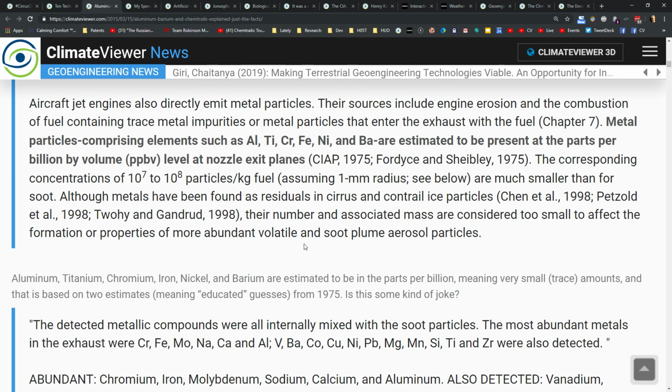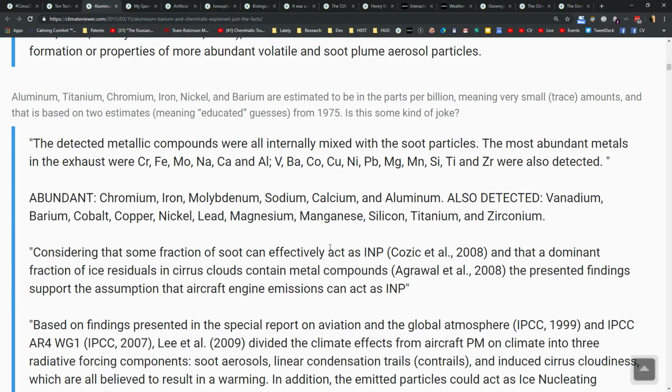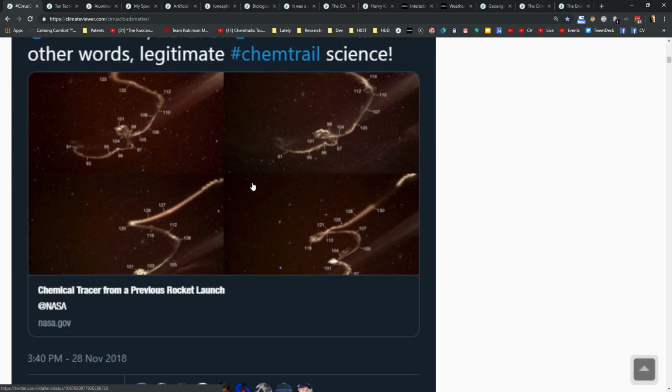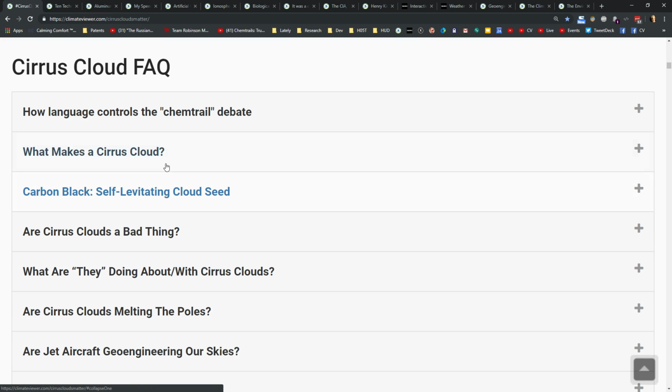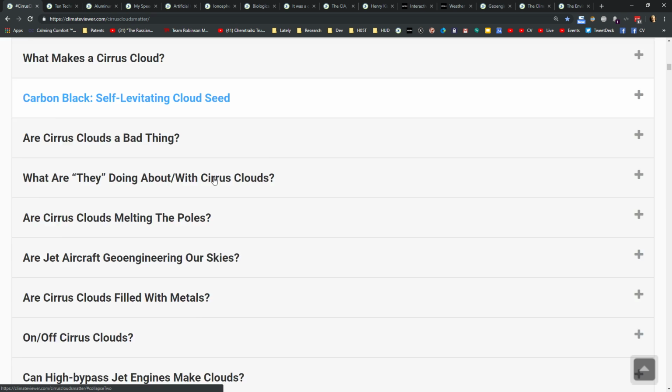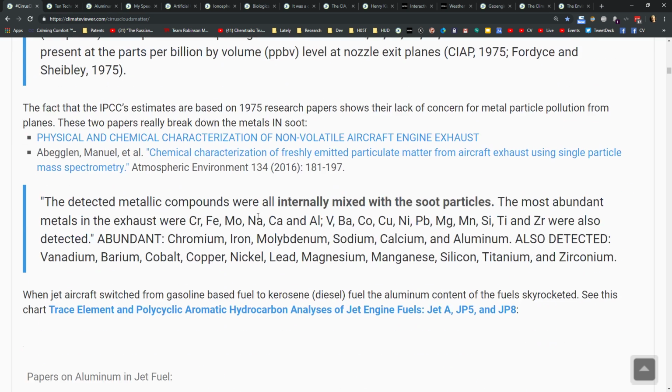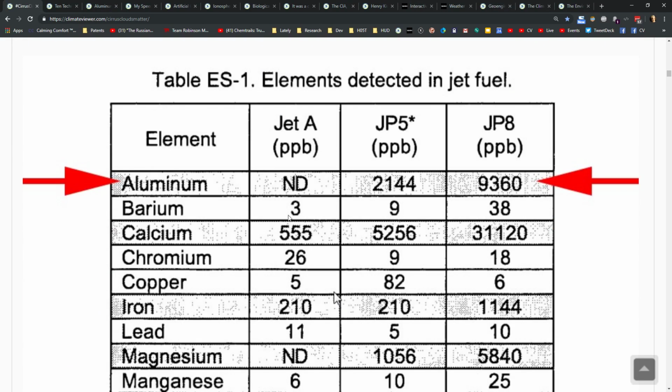IPCC says it's not really metal, it's soot. Recent studies show there's a whole lot of metals coming out of the planes. And by the way, if you go back to my frequently asked questions page and scroll down to "What makes a cirrus cloud" or "Are there metals in cirrus clouds," click on that. You'll see the same information I just read you and this table.